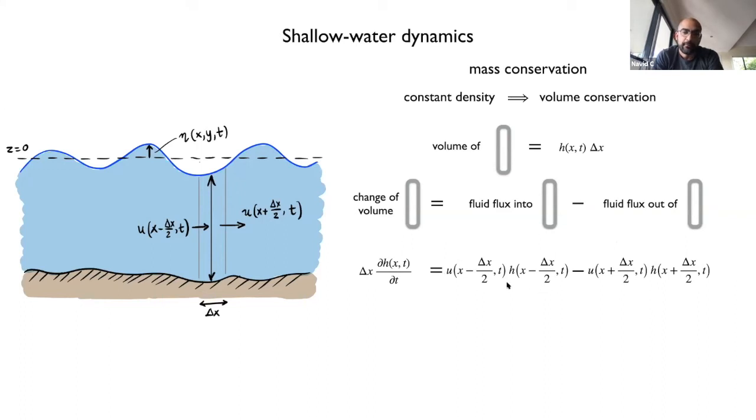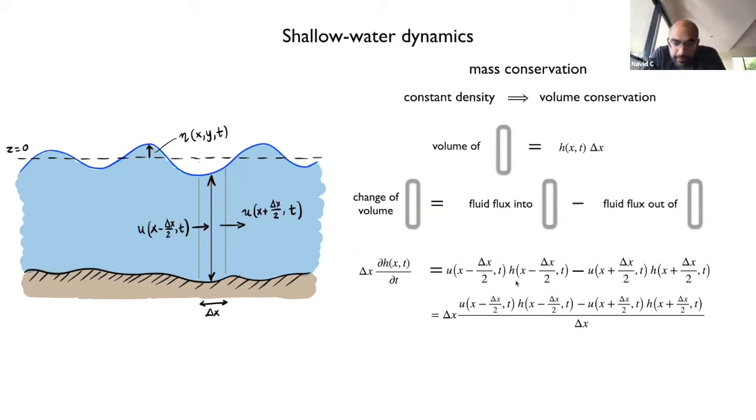If you have more fluid coming in than coming out, then the volume of this rectangle should increase. The surface should go up, for example. Now, we can rewrite this. We can just multiply on the right-hand side by delta x and divide by delta x.